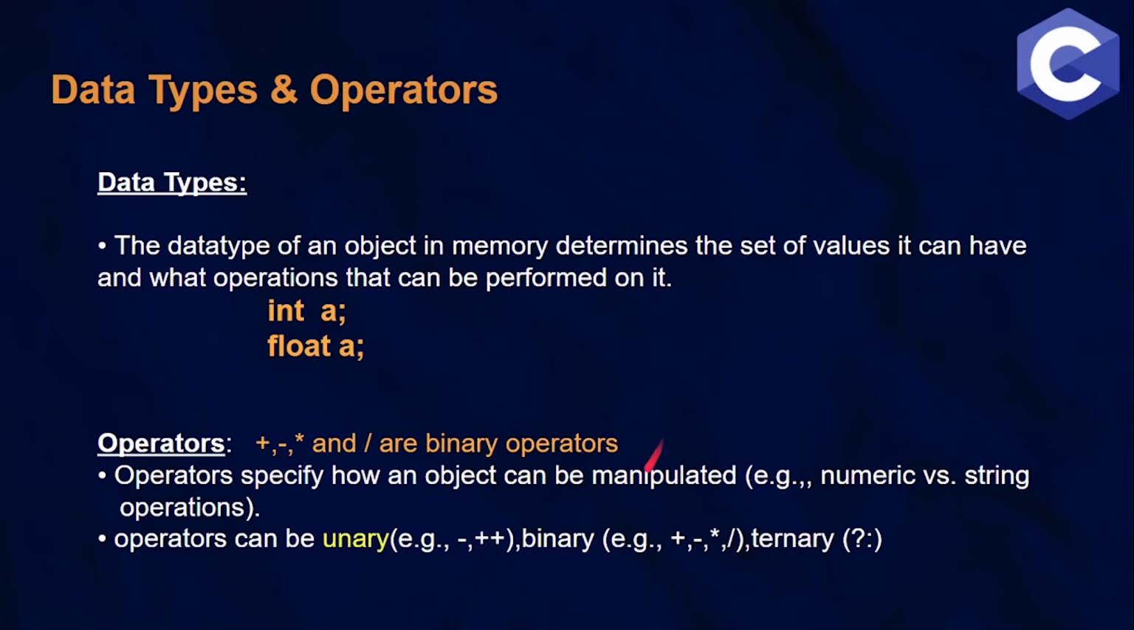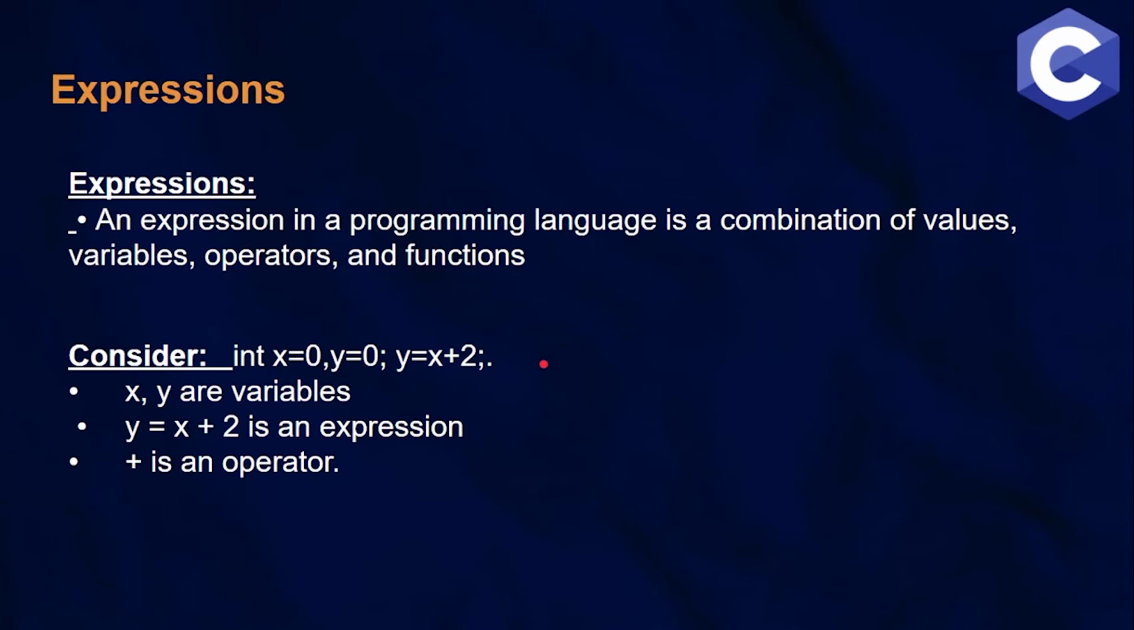And when you deal with negation, this is not minus, this is negation, and plus plus or minus minus, those are unary operators, and it will be dealing with only 1 operand, and ternary will be dealing with 3 operands. And let us see expressions now.